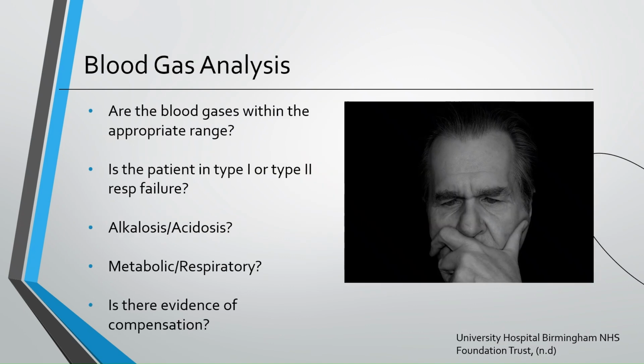Blood gas analysis. Are the blood gases within the appropriate range, or is the patient in type 1 or type 2 respiratory failure? You want to consider alkalosis and acidosis. Is there any blood gases that show metabolic or respiratory failure? And then is there any evidence of compensation in their respiration? You'll be able to see this from the analysis of the blood gases.